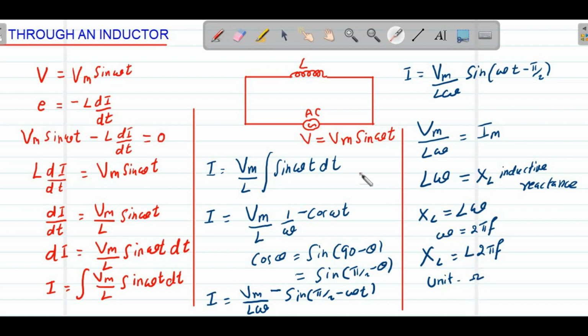Okay. So this final equation of current we can write down now. Vm by L omega can be substituted as Im, the peak value of current. So the equation of current we obtain like this: I is equal to Im sine (omega t minus pi by 2).